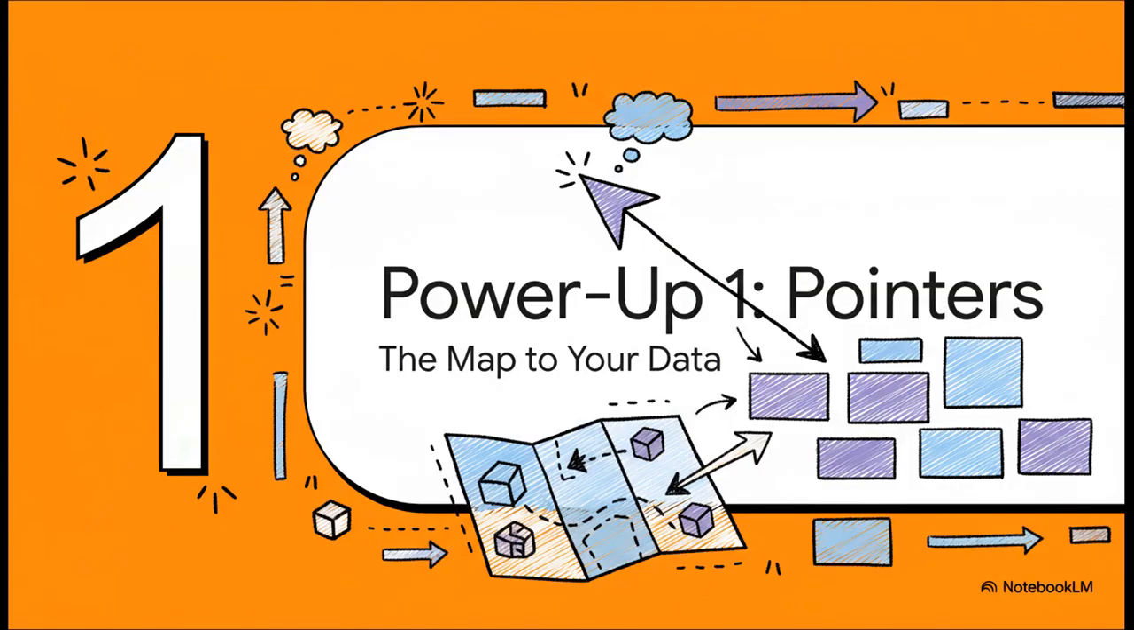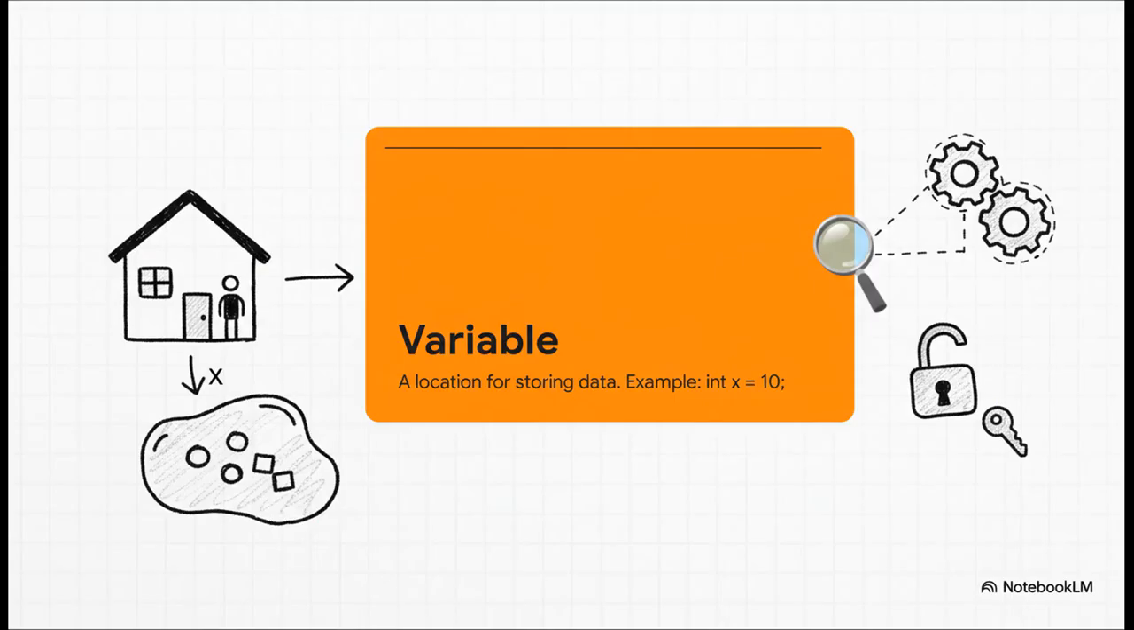The whole point of a pointer is to answer a really simple question. Not just what is the data, but where in the world does it actually live? To get pointers, you got to start with variables. So think of a variable like a house. It's just a named spot in memory that holds a value. In this example, we've got a house named X, and inside that house lives the number 10.